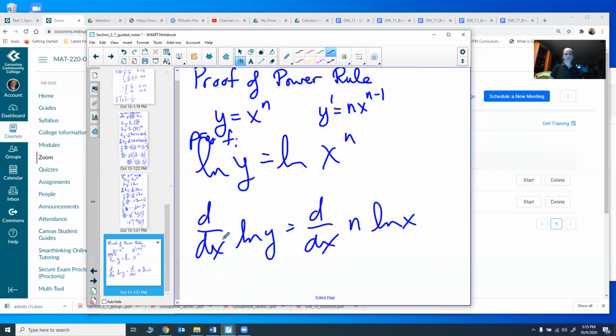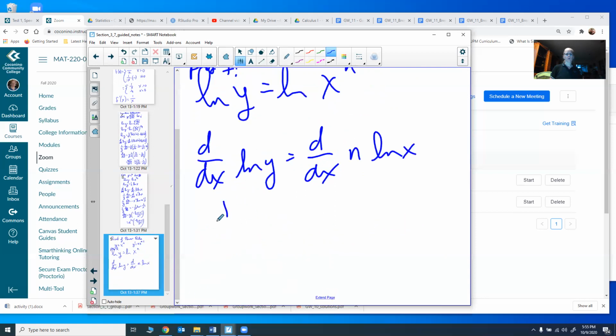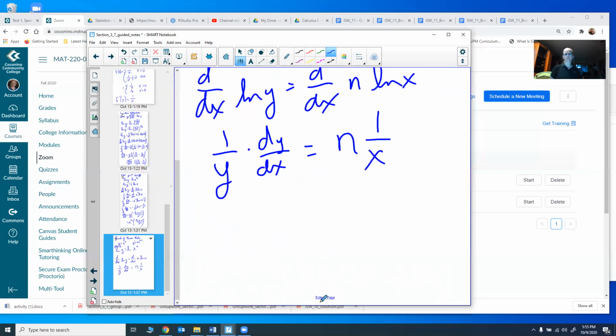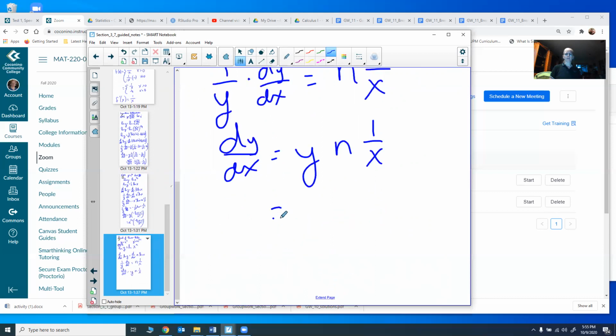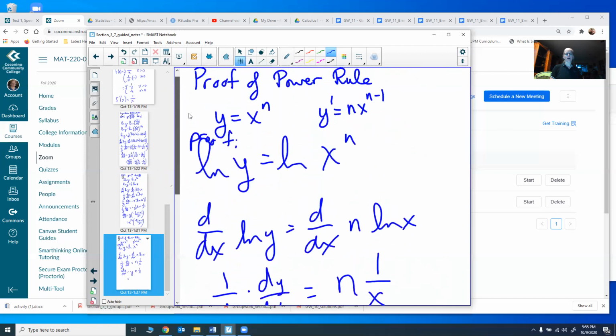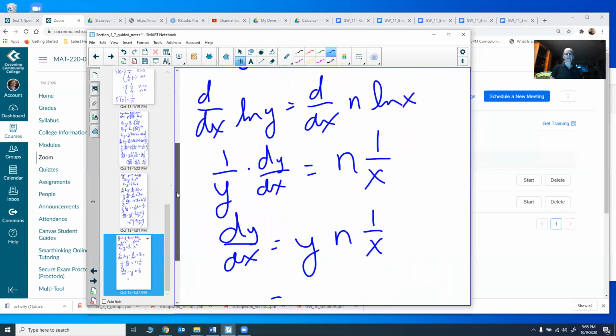All right. Again, the derivative of natural log of y is 1 over the something times the derivative of the something. So it's 1 over y times the derivative of y with respect to x. The derivative of n times the natural log of x, well, n is a constant, so it just comes out, and the derivative of natural log of x is 1 over x. So we now have dy dx is equal to y times n times 1 over x. But now remember, what was y equal to? Going back to the top, y was equal to x to the n.